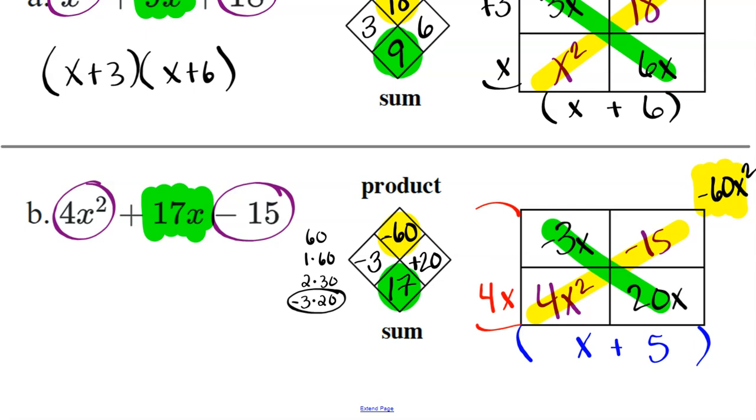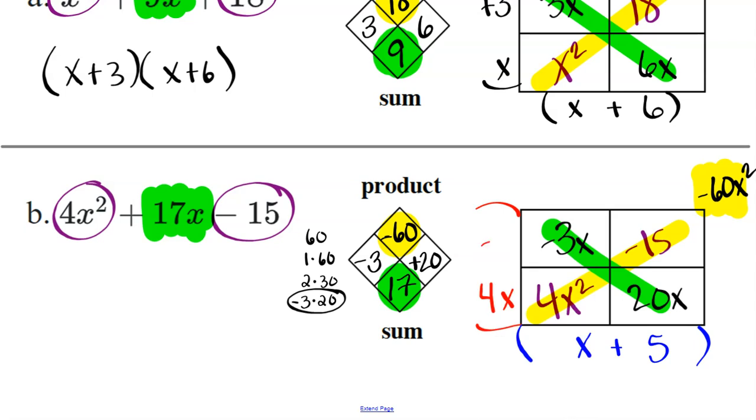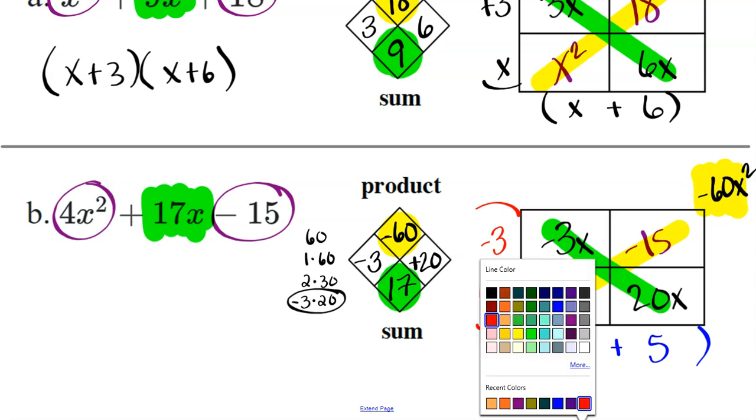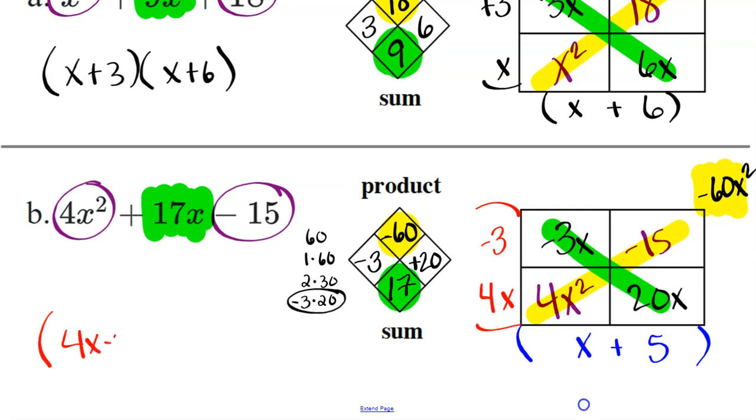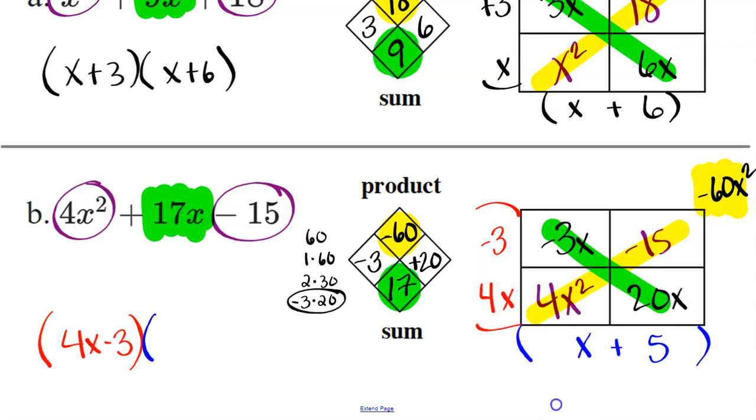And then now to get to a negative 3, we need negative 3x times x, we need a negative 3 here. And so negative 3 times 5 is 15. And I think we're good. So this factors into, this factored out to 4x minus 3 times x plus 5. Factored.